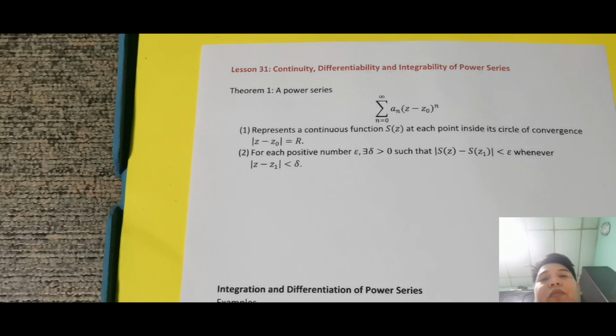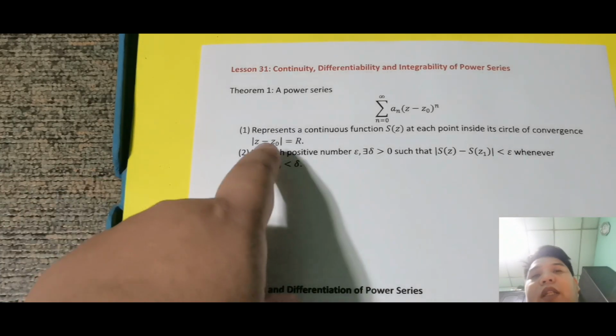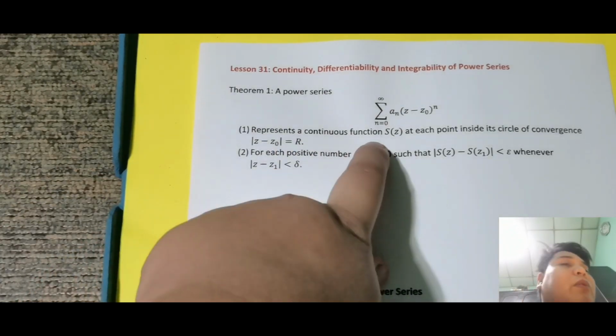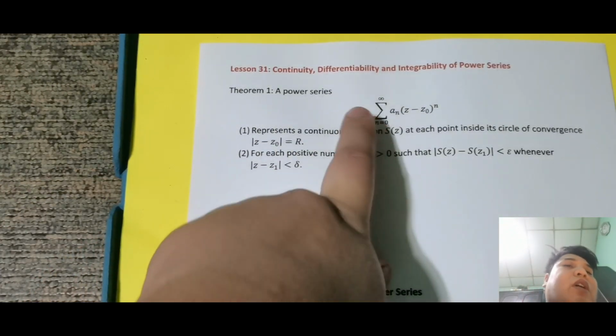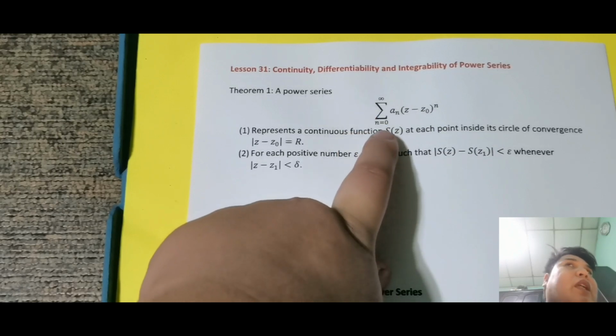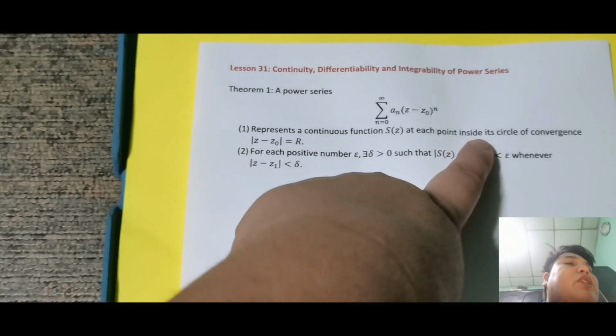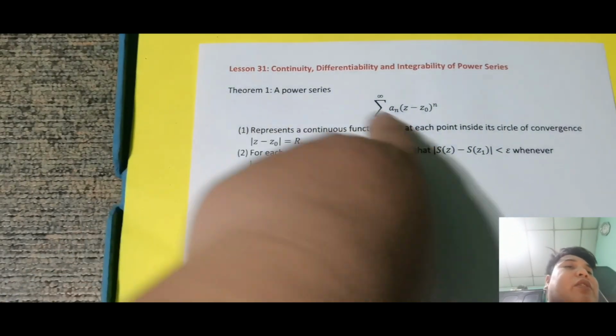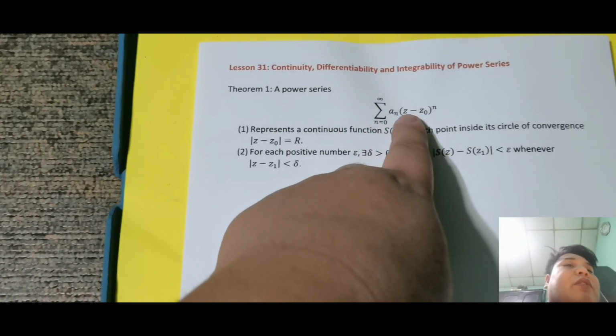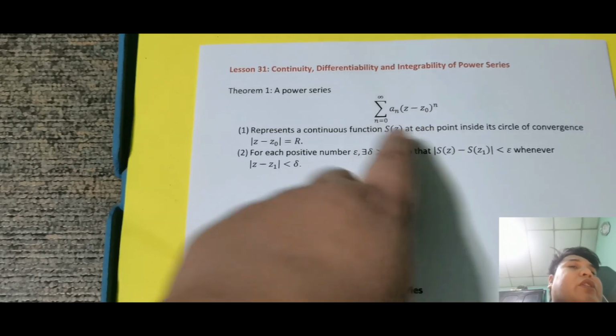Okay, so by example. So we have theorem 1. A power series in the form summation of a sub n times z minus z naught raised to n, for n is equal to 0 up to infinity, represents a continuous function S of z. So kung napansin nyo, lahat ng function ay may power series, at each point inside its circle of convergence, z minus z naught, so ito yung circle of convergence na, where yung center is z naught, tas yung radius is r.